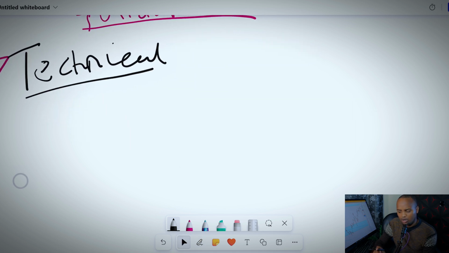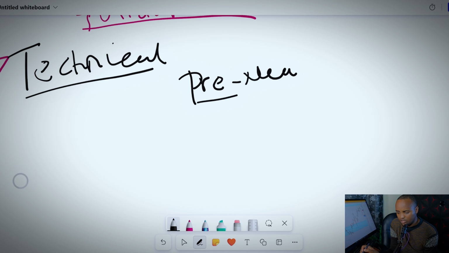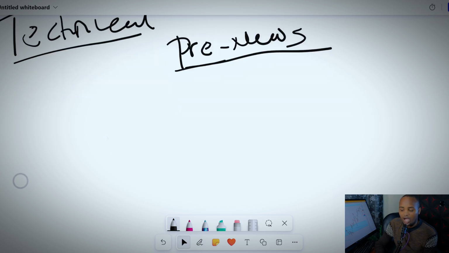Let's just talk about the pre-trading. Pre-trading is before the news, so pre-news. You can trade before the news is released, and if you want to trade before the news is released, this is what you actually have to do.